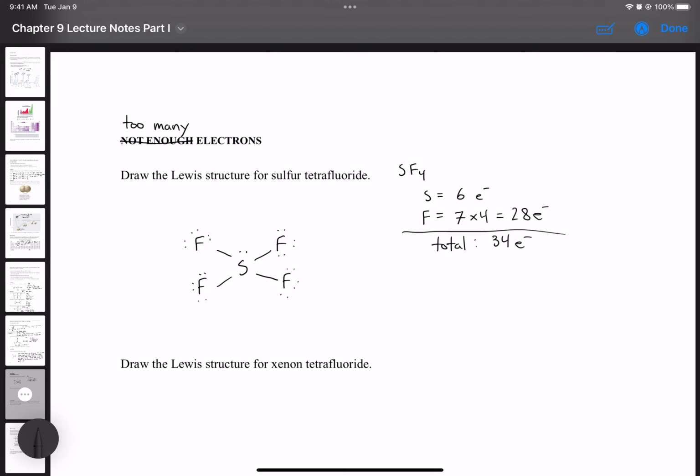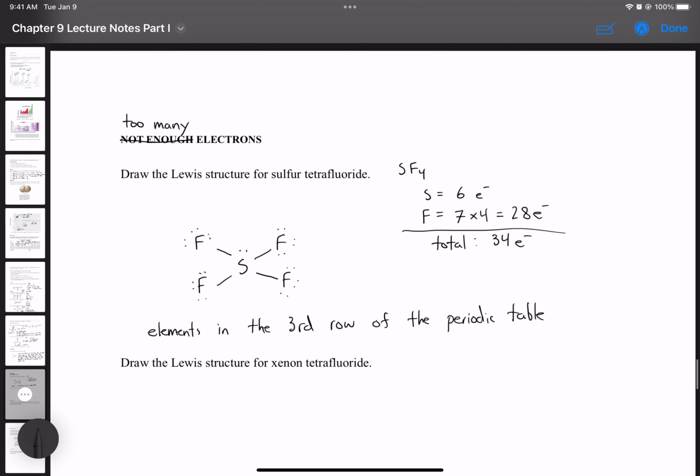So we can say elements in the third row of the periodic table, okay, they can have expanded octets.